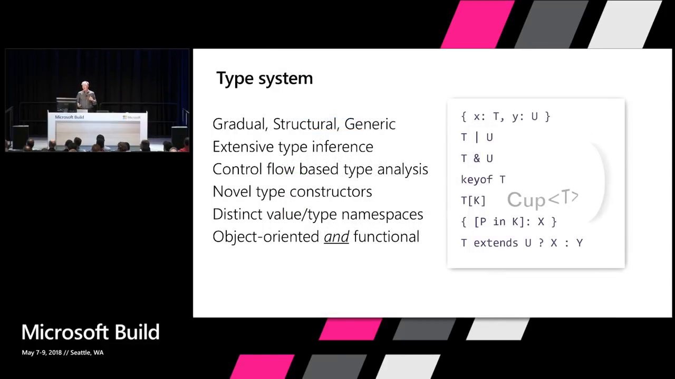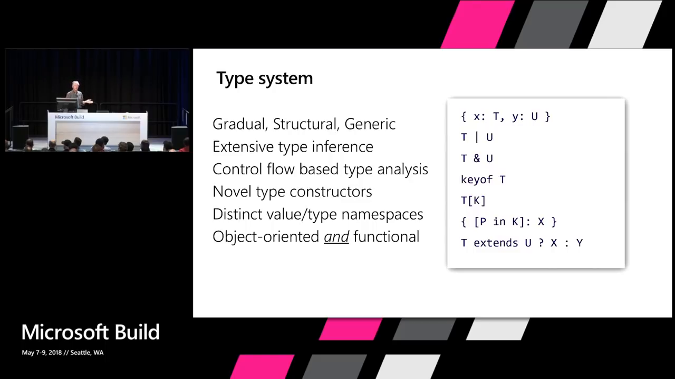Okay, I wanted to talk a little bit about some of the things that make the types themselves novel and interesting, the novel type constructors here. You're all familiar, of course, with one of the basic type constructors we have, which is object types, x:T and y:U up there. But over time, we have added more and more of these type constructors. We've added union types, intersection types, index access, and so forth.